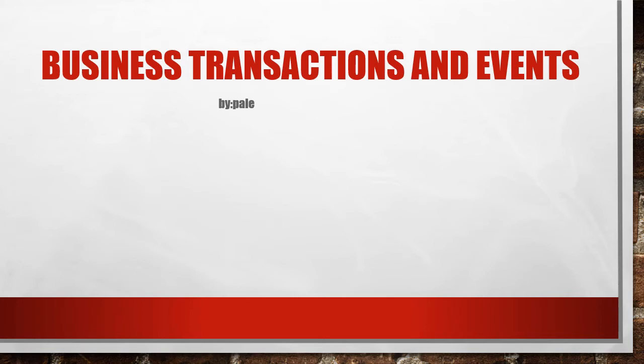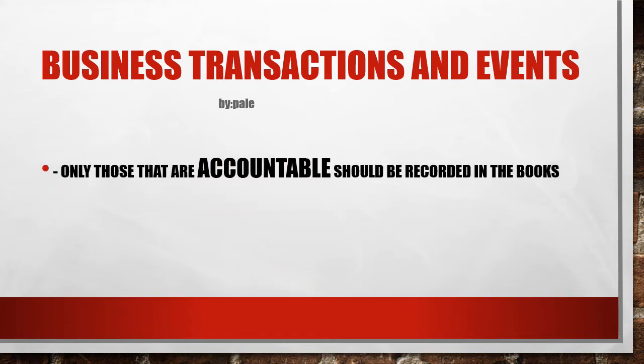So, business transactions and events. Why is there a need to know these business transactions and events? Again, you are only to record transactions and events that are related to the business. So only those that are accountable should be recorded in the books. What do you mean by accountable? Those that can be quantified or expressed in terms of a unit of measure. Those that are not accountable and are not transactions of the business should not be recorded in the books of the enterprise. Business activities that are accountable are what you call business transactions and events.